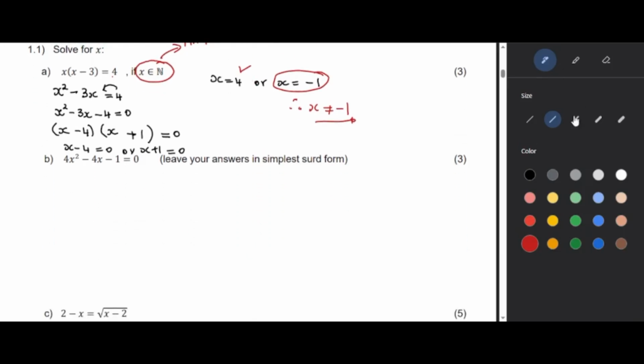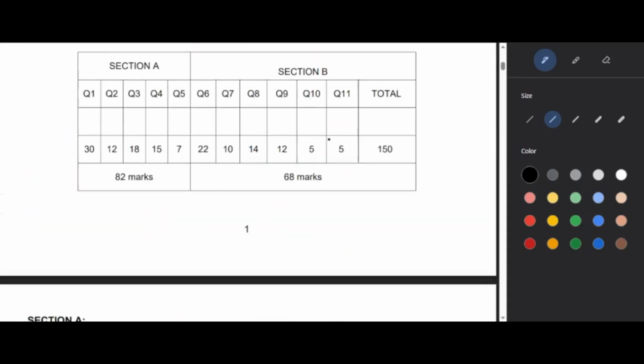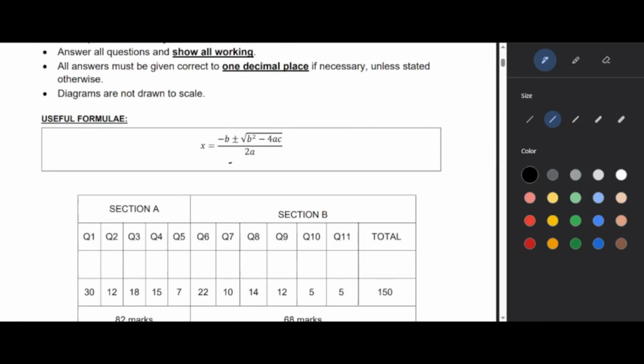So now, what I need to tell you before we start this one, look at the statement inside the bracket. Leave your answer in simplest surd form. What is that statement saying? Once you see this statement, just know that it is telling you to use the quadratic formula, which is x is equal to minus b plus or minus the root of b squared minus 4ac, and everything is divided by 2a. Okay, so if we go back to this question paper, the formula was given on this paper.